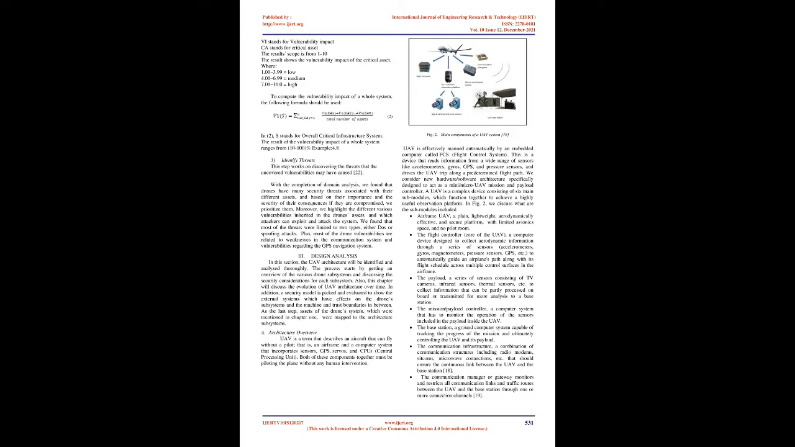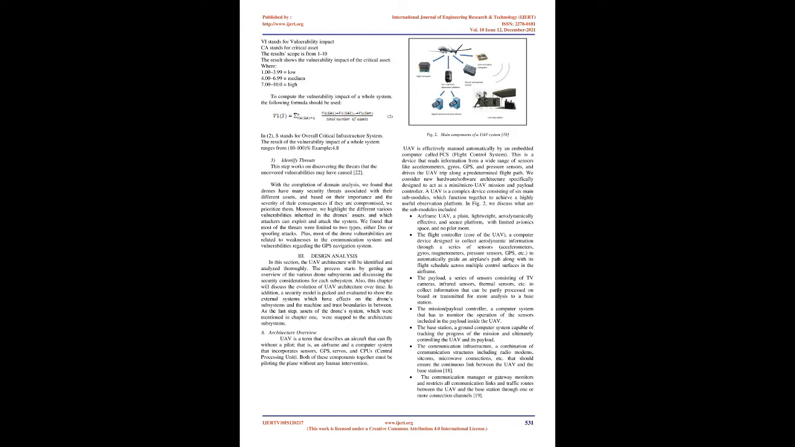The process starts by getting an overview of the various drone subsystems and discussing the security considerations for each subsystem. Also, this chapter will discuss the evolution of UAV architecture over time. In addition, a security model is picked and evaluated to show the external systems which have effects on the drone subsystems and the trust boundaries in between. As the last step, assets of the drone system, which were mentioned in Chapter 1, were mapped to the architecture subsystems.